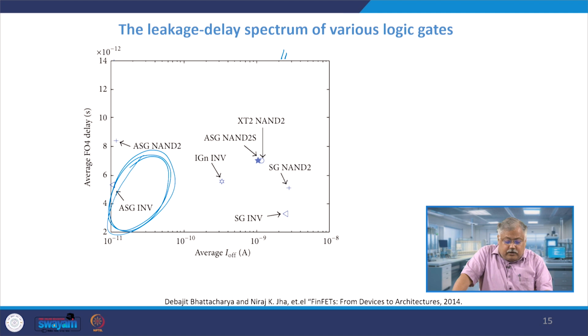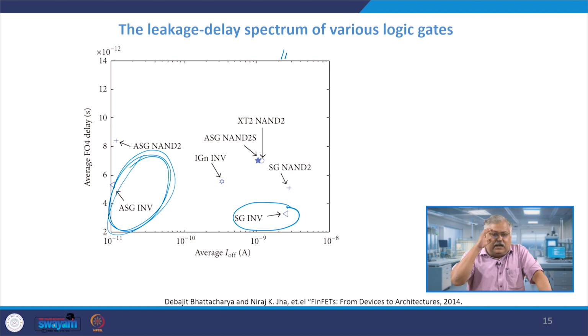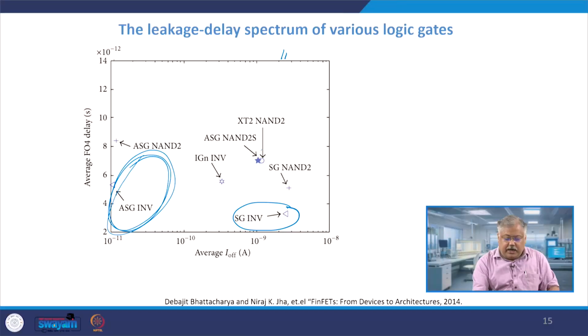However, if you move to the right hand side, you see your I off is large for a shorted gate inverter, right. However, its average FO4 delay is very large. So if you can afford to have a slightly less low power device but a high speed device, then it is advisable to have a single gate inverter where you use these FinFETs for modeling purposes. Similarly, if you look at the top side, you will have NAND 2 gate here in this case, right, NAND 2 gate here.